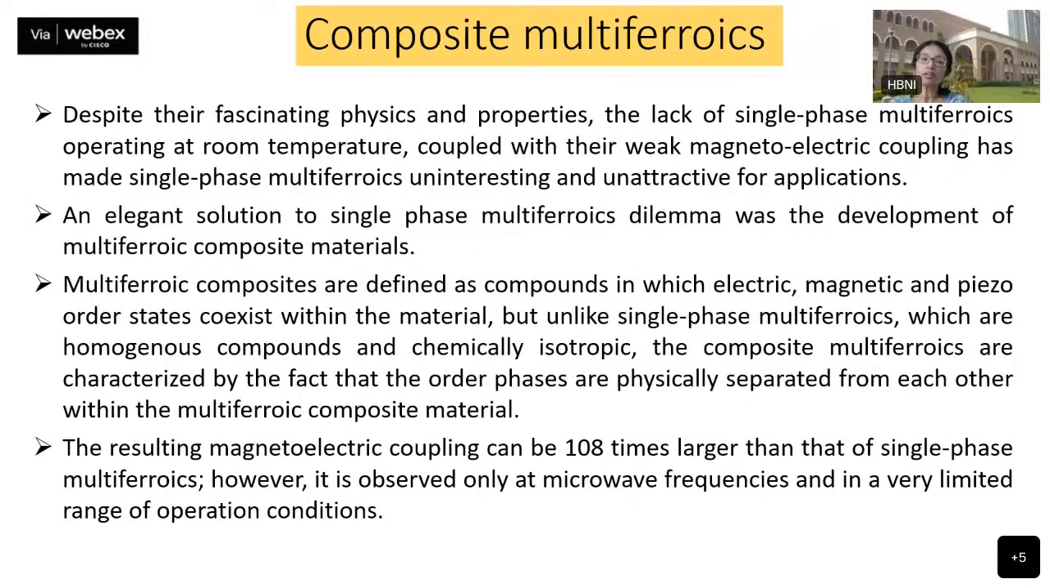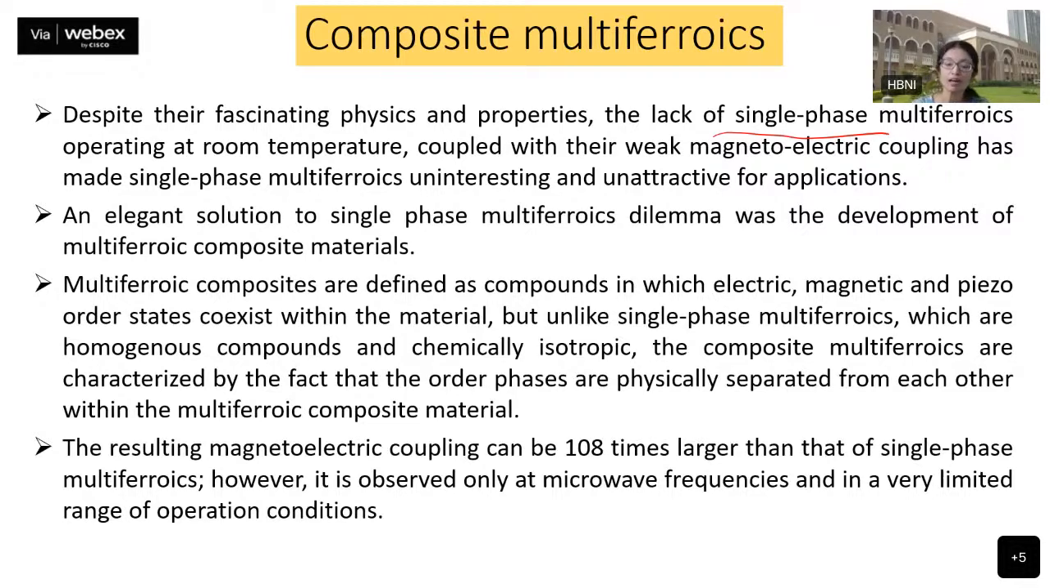Now, another important type of material which needs to be discussed in multiferroics is composite multiferroics. Composite multiferroics are being developed because of the lack of single-phase multiferroics operating at room temperature. They also essentially have very weak magnetoelectric coupling, so then it becomes very uninteresting and unattractive for application. For application, what you need is multiferroics which operate at room temperature and also have strong magnetoelectric coupling.